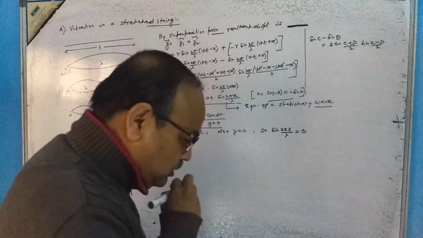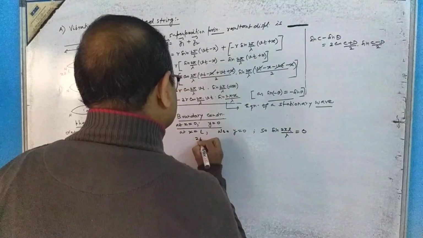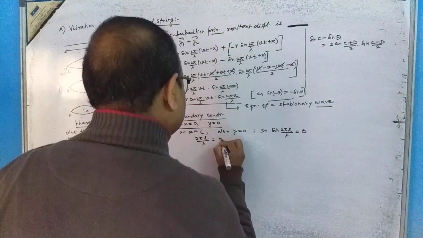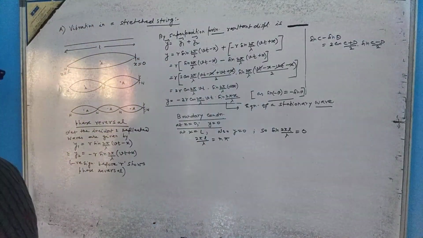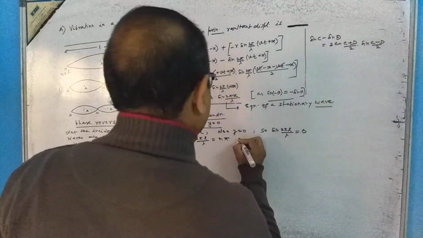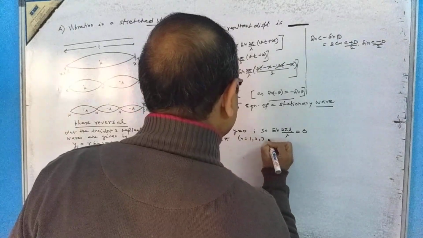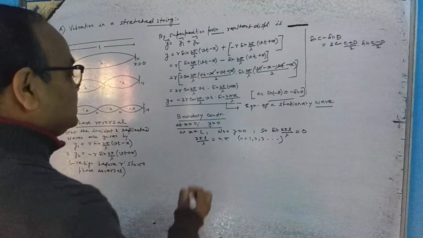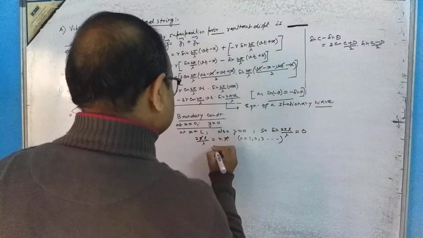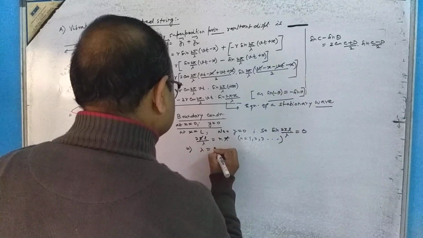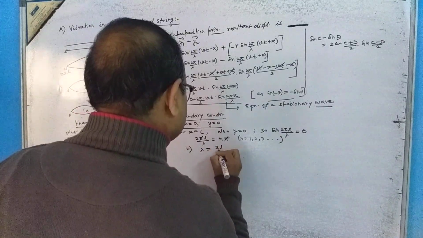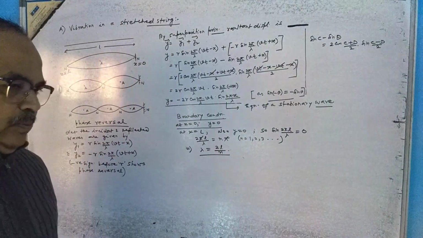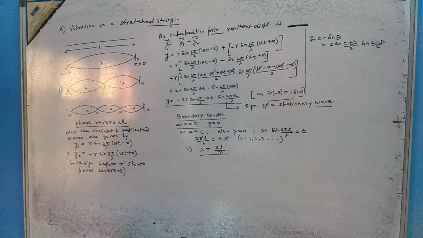and when can this be 0? Twice pi L by lambda should be n pi, where n is equal to 1, 2, 3 and so on. This means pi cancels. What we are ultimately getting is lambda is equal to twice L by n. Look, what general expression we are getting? Lambda is equal to twice L by n.